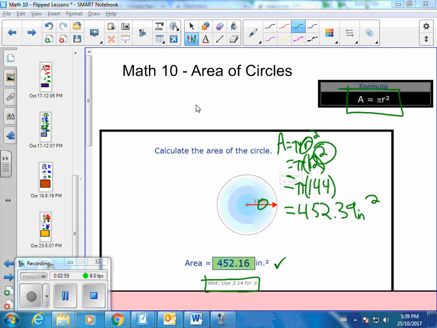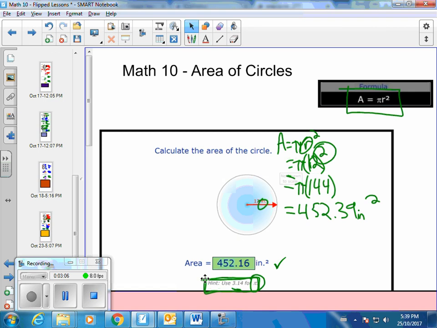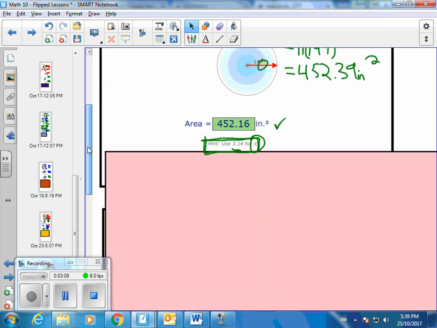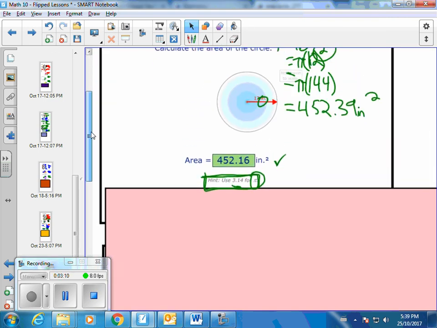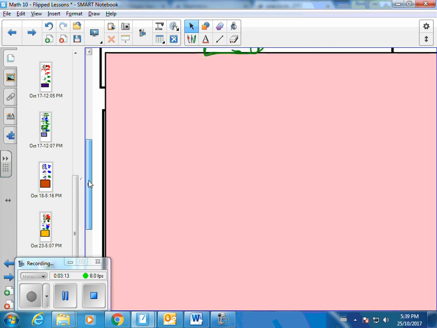This is why it's going to be very important to determine whether or not you're going to be using the short version of pi or the actual symbol of pi. You will often have to read certain questions very carefully to figure out what you're going to do. So let's go ahead and look at another example here.